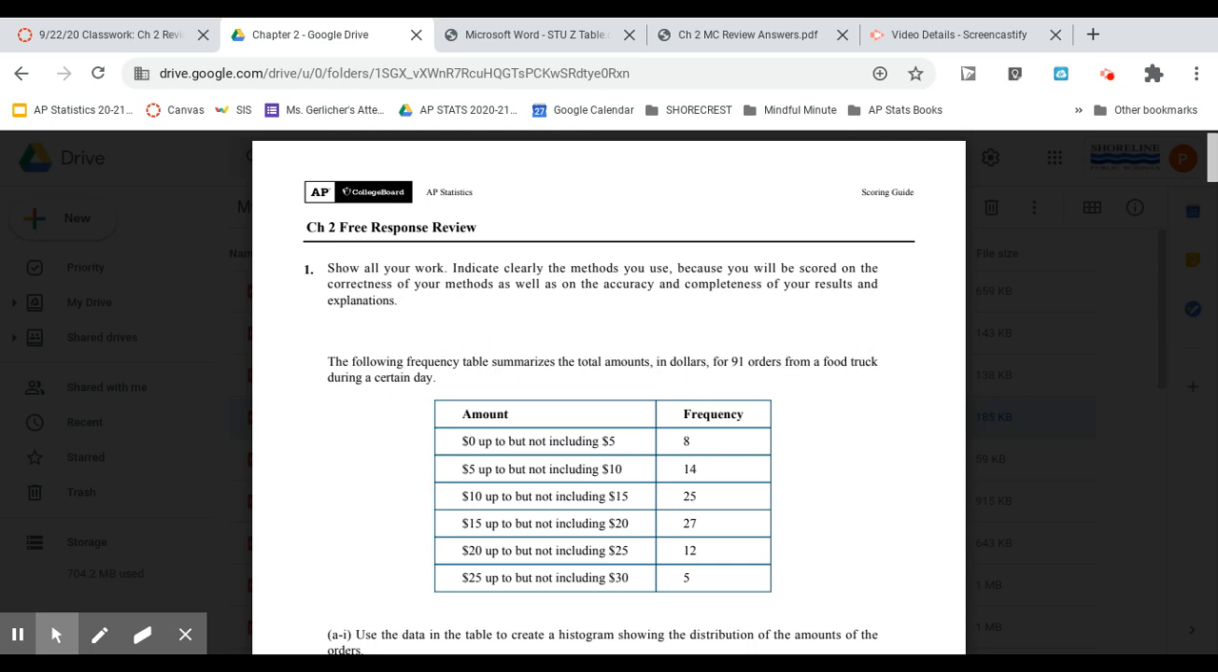This is the video going over the free response review for chapter 2. Again, I'm going to upload the whole rubric scoring guide they have, but this video is going to help you sort through that and see what's important. So for number 1, I think it's easiest to start with what they're looking for and then go back and look at their sample solution and make sense of it that way.